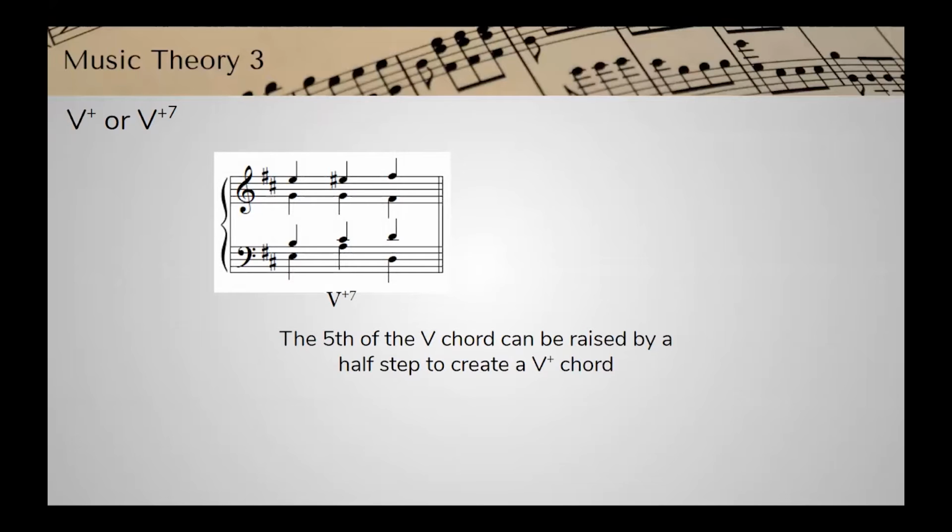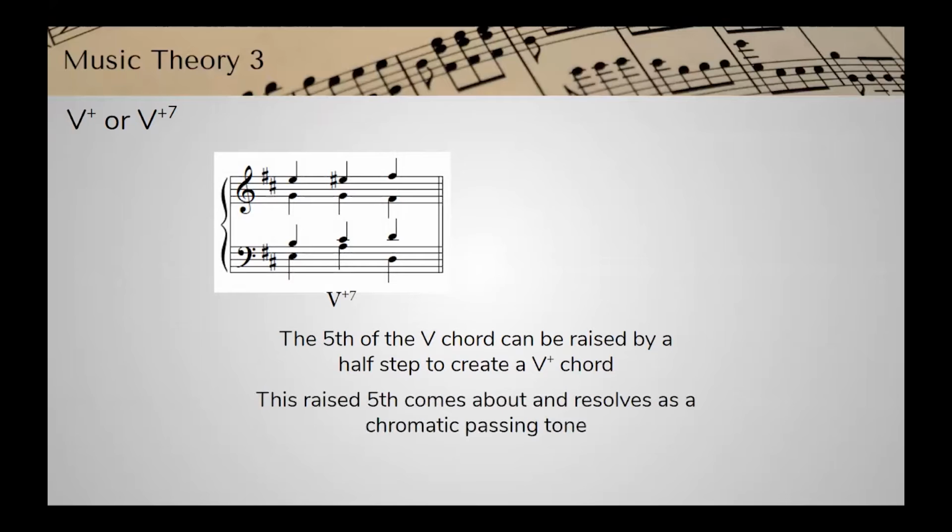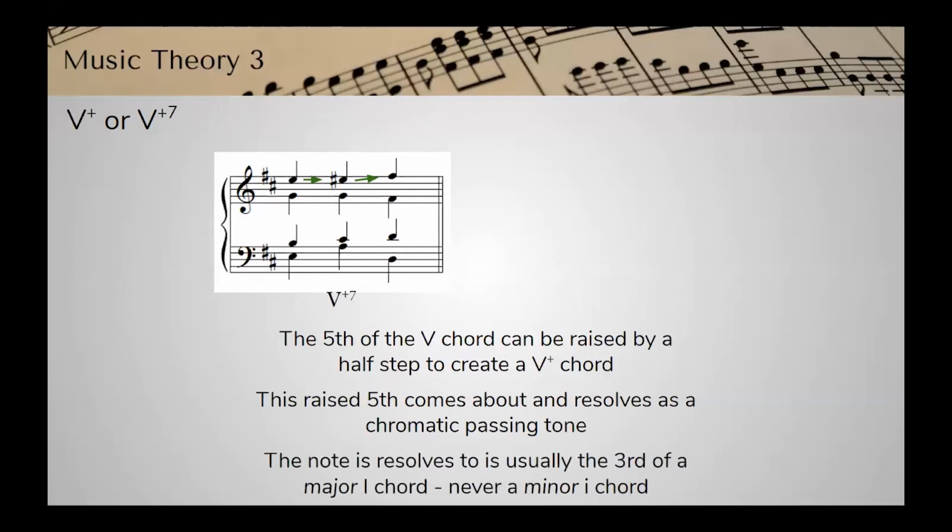So that raised 5th scale degree acts as kind of a chromatic passing tone from scale degree 2 through the chromatic note to scale degree 3, which is the third of our 1 chord. And so you can see that the E is raised up a half step to become the E sharp, which is the raised 5th of that chord. And then that E sharp continues on to resolve to the F sharp to become the third of the 1 chord. And that's how that usually happens. So the 5th will often resolve to the third of a major 1 chord. But it's important to know that this never really happens with a minor 1 chord.